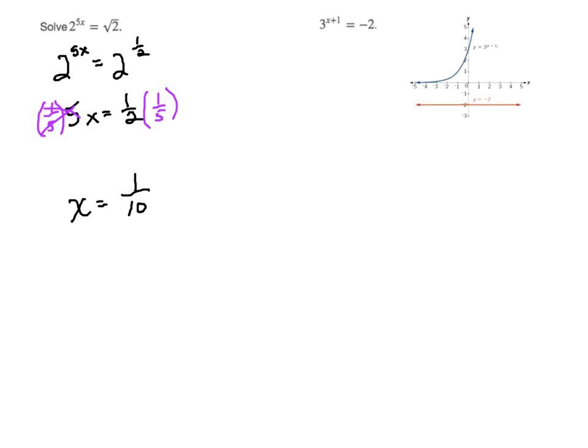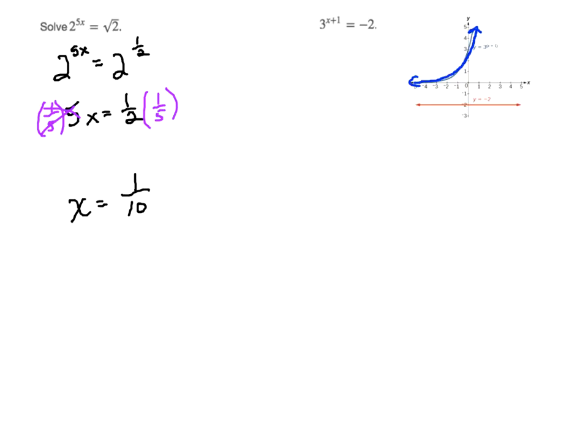And then this last one, they threw this one in here to keep reminding you about being able to use your calculator to solve equations by graphing each side of the equation. And we can see that this blue exponential part is the left-hand side of the equation. This is 3 to the x plus 1.